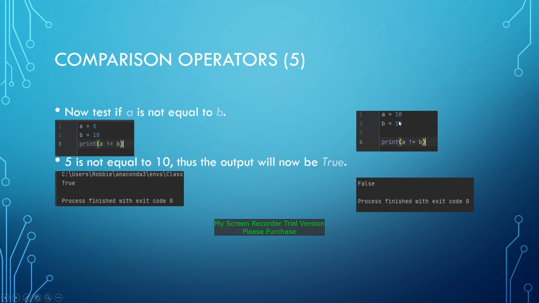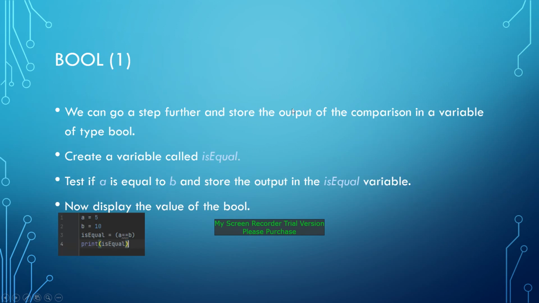On the other hand, if we take, let's say, A being 10 and B being 10, both variables have the same value, and we print A does not equal B, then we get the result of false because these two values are equal to each other.